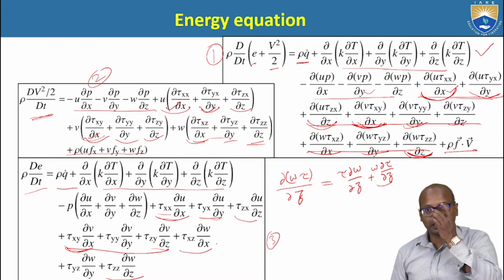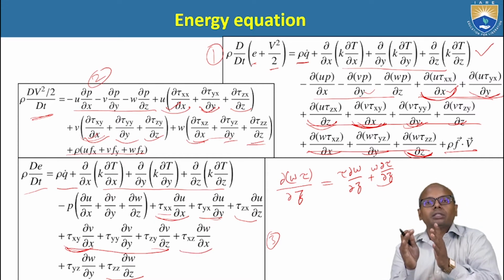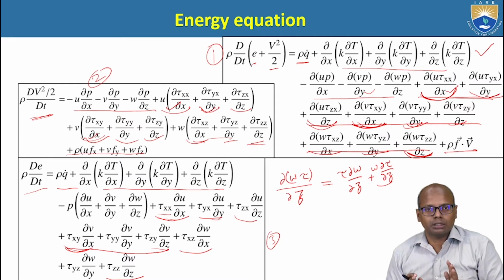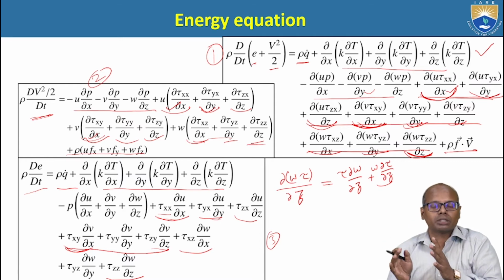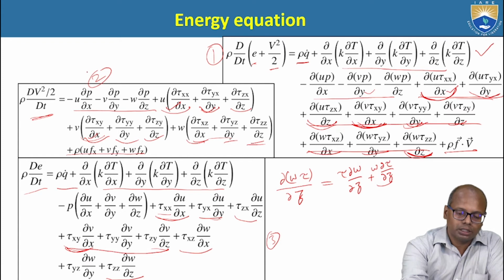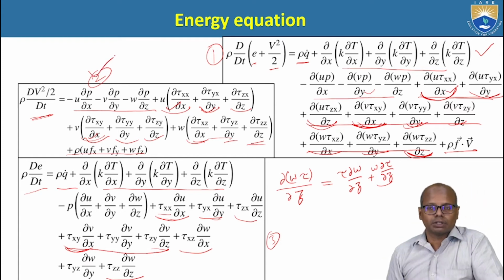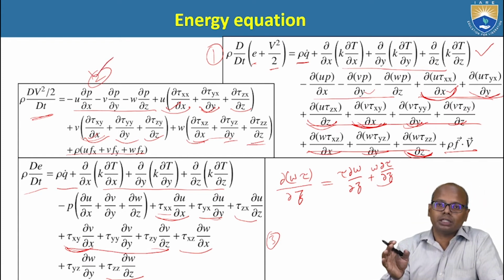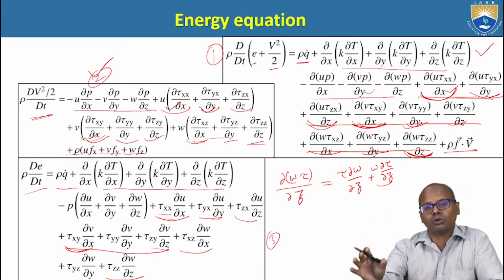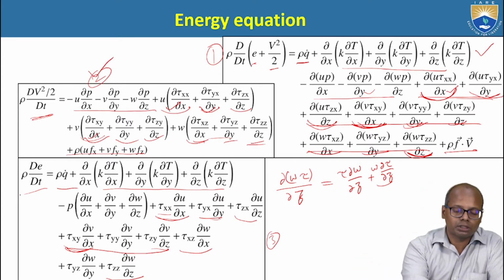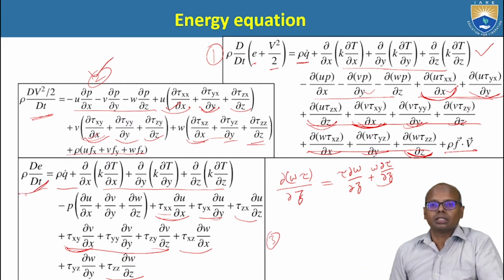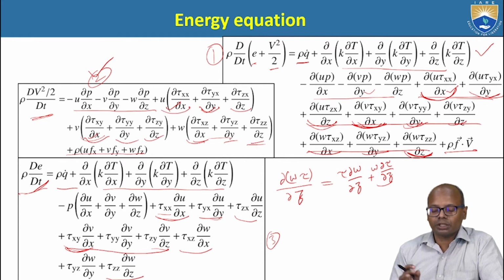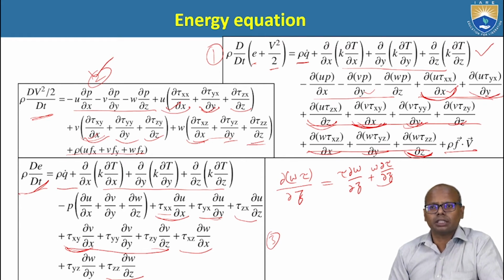So what we did here, we had the total energy equation, and from the momentum equation we found the kinetic energy equation. Subtracting the kinetic energy equation from the total energy, what we got is the internal energy equation. So this internal energy equation we got. Now we have to convert that into the conservative form.